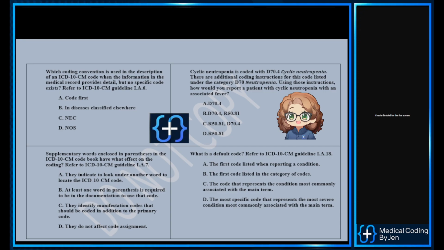Question 3. Supplementary words enclosed in parentheses in the ICD-10-CM codebook have what effect on the coding? Refer to ICD-10-CM guideline I.A.7.a. A. They indicate to look under another word to locate the ICD-10-CM code. B. At least one word in parentheses is required to be in the documentation to use that code. C. They identify manifestation codes that should be coded in addition to the primary code. D. They do not affect code assignment. Answer. The correct answer is D.